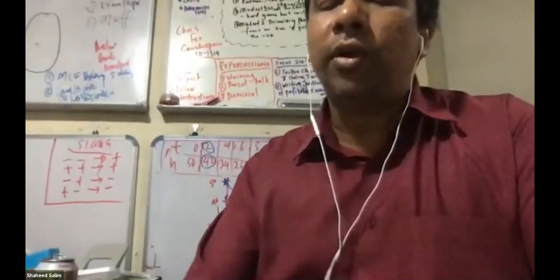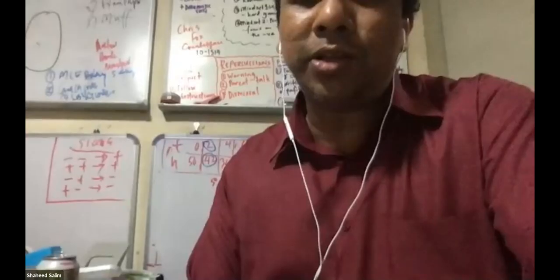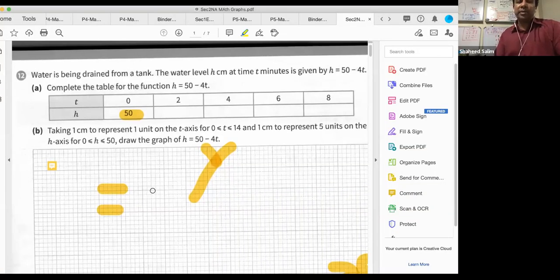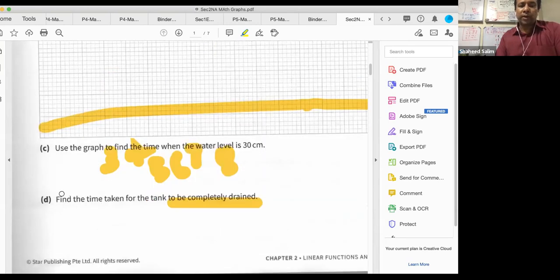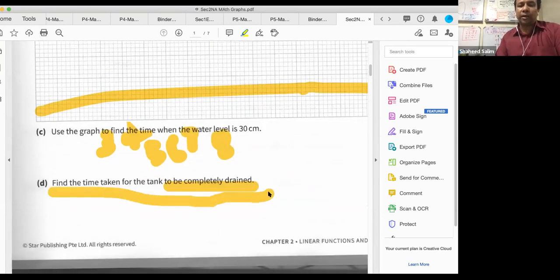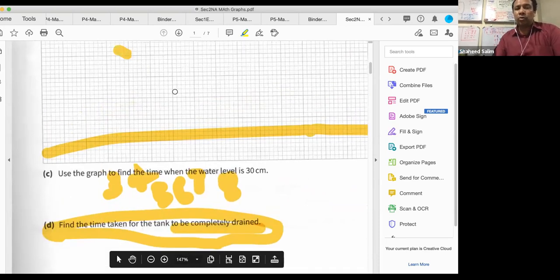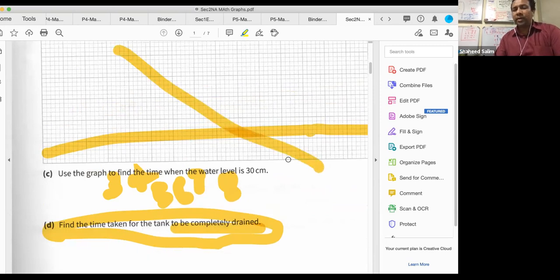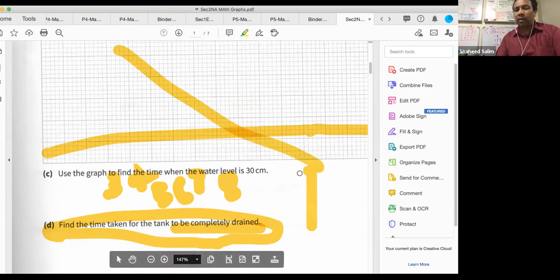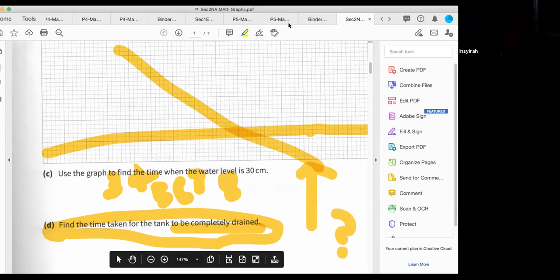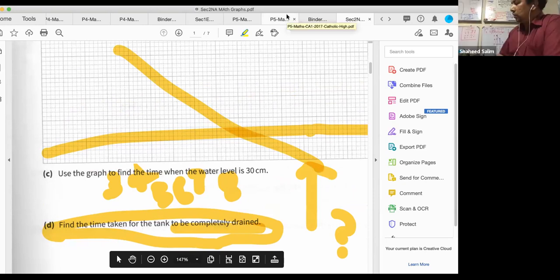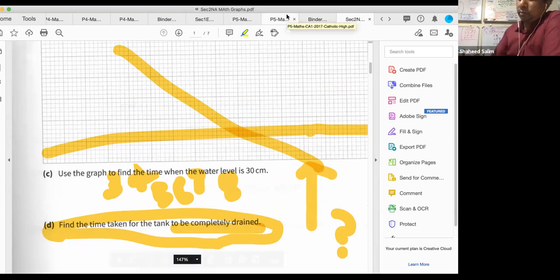Now for the one after draining, when H is actually 0. That means question D, the time taken for the tank to be completely drained. Means the graph you draw, I want you to draw until it hits down here where it's 0. So find out what's the time down here. You know what I'm talking about? Okay. And then you tell me what's the answer. Shafi'i and I will be waiting for you.